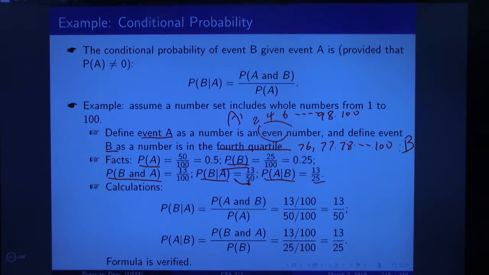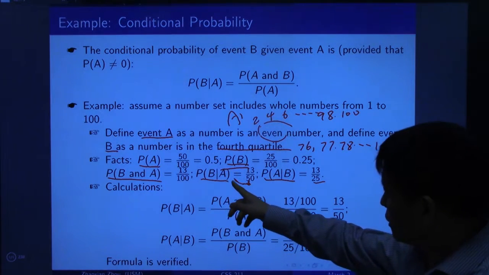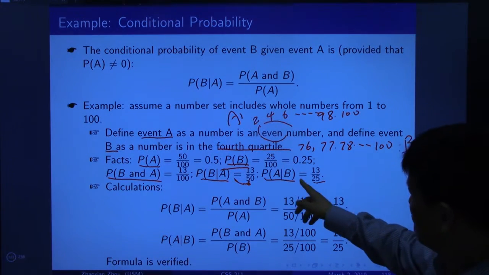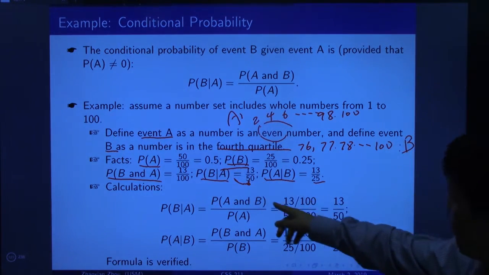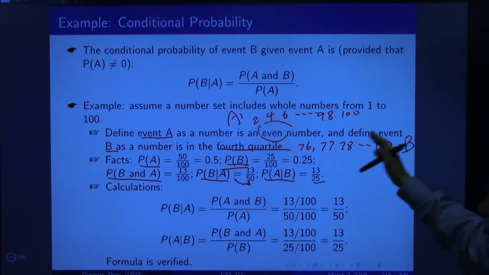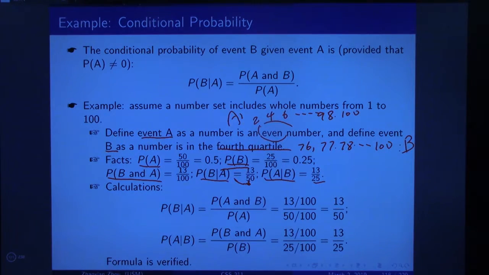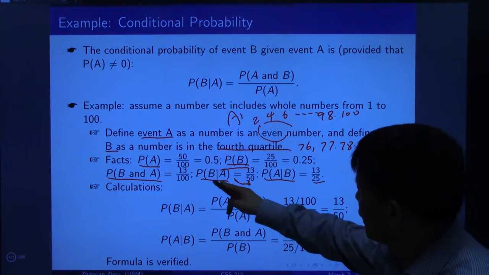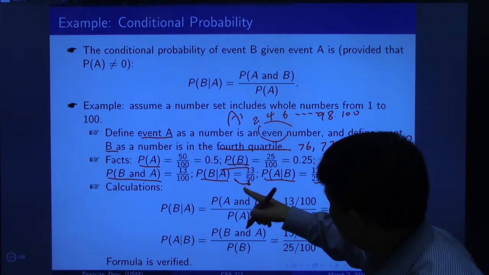We mentioned in the last slide, P(B|A) may not be equal to P(A|B). So here, P(B|A) equals 13 over 50, P(A|B) equals 13 over 25. They are not equal. Okay, up to this point, we only calculated the probabilities from the facts. We haven't used the formulas we discussed in the last slide. Now we are going to use the conditional probability formulas to calculate these two, to verify this is correct.